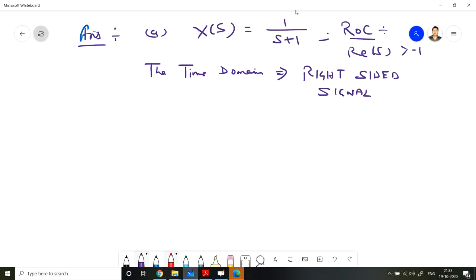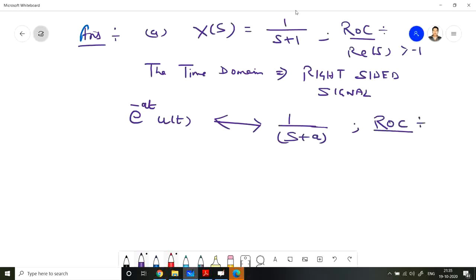So what we need to do is remember some standard Laplace transform pairs. Like we have the signal e^(-at) u(t), and from our previous lecture, we found that the Laplace transform is 1/(s+a), and the ROC is the real part of s greater than minus a.